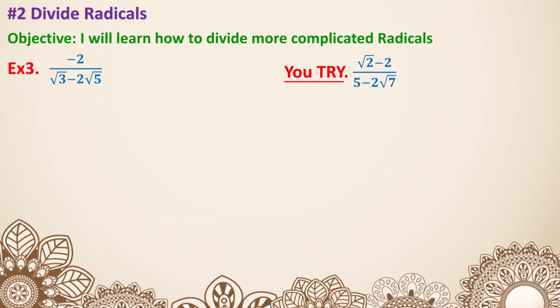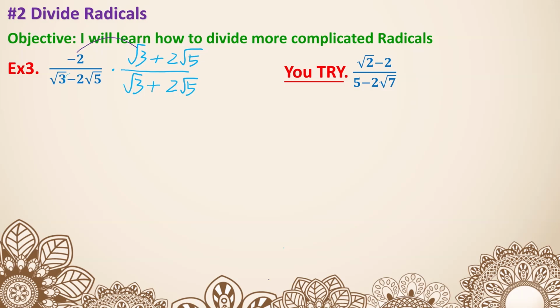Moving on, example 3. Now we have 2 radicals on the bottom. Doesn't matter, we're still going to multiply it by its conjugate. The first number does not change. The second number does not change. We're just changing the middle sign since it was negative. Now it's going to become a positive. So it's also going to be a square root of 3 plus 2 square root of 5.